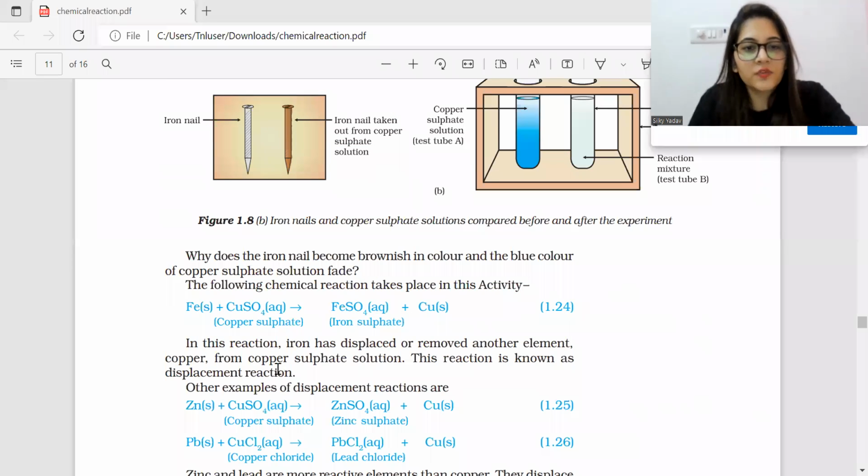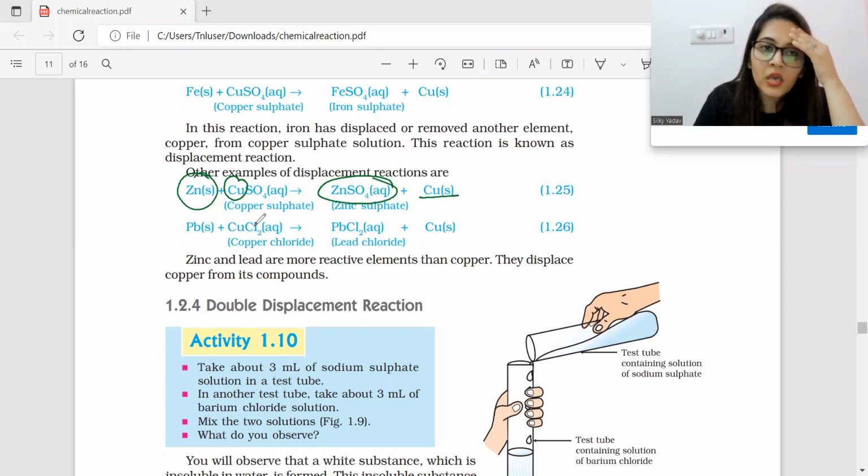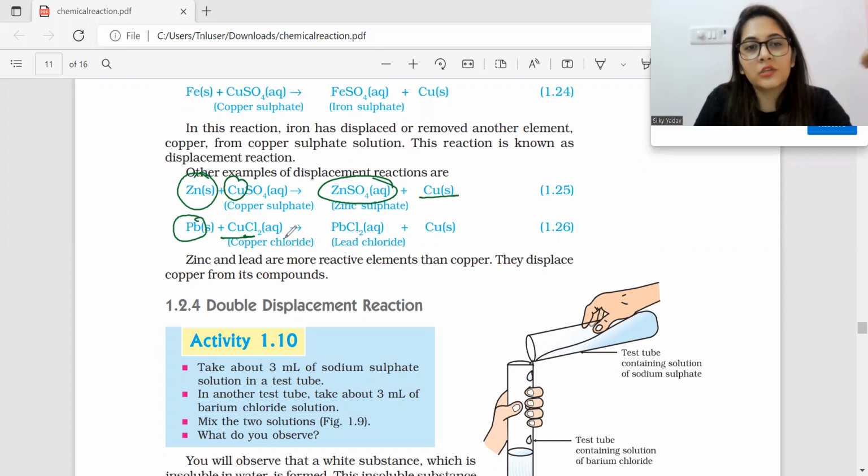And the other reactions which are written here are also similar to the one that we discussed. Like zinc is more powerful than copper. So zinc can easily displace copper from its position. It will become ZnSO4 and copper. Okay. And again, Pb is there, CuCl2 is there. So Pb is more powerful than copper. That is how it has become lead chloride. I hope that's clear to you all.